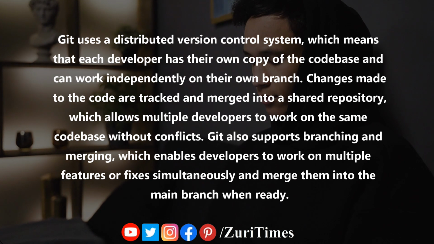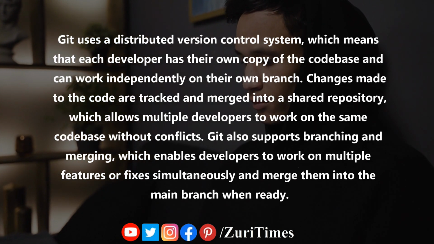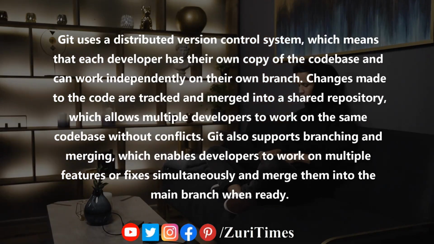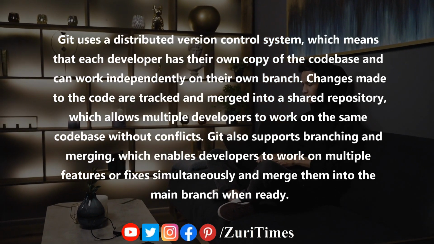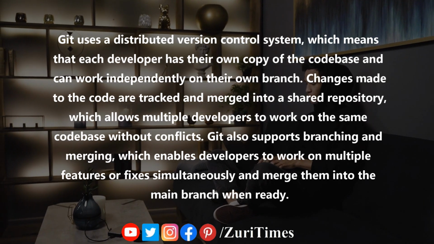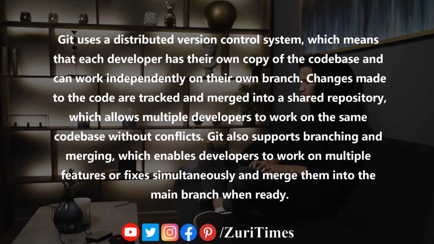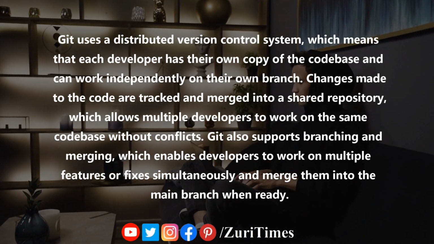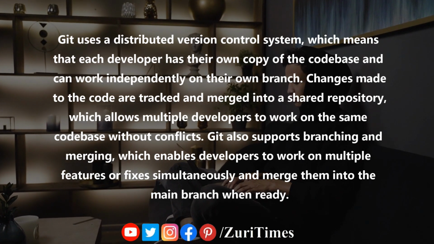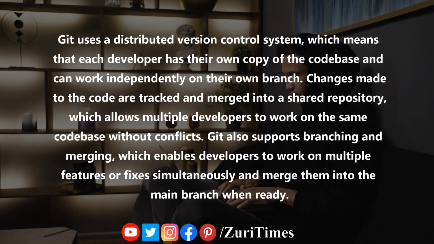Git uses a distributed version control system, which means that each developer has their own copy of the codebase and can work independently on their own branch. Changes made to the code are tracked and merged into a shared repository, which allows multiple developers to work on the same codebase without conflicts. Git also supports branching and merging, which enables developers to work on multiple features or fixes simultaneously and merge them into the main branch when ready.